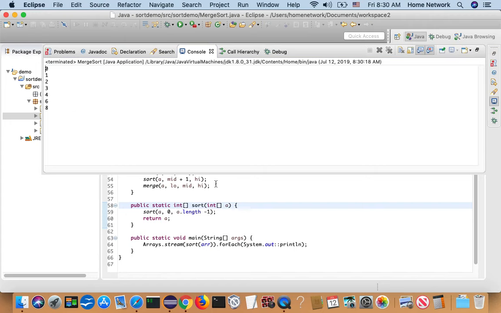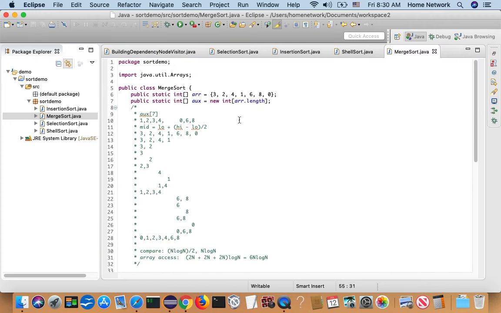And this is the result. We sorted the integer array into increasing order with merge sort. The cost is NlogN. Array access is 6 NlogN.